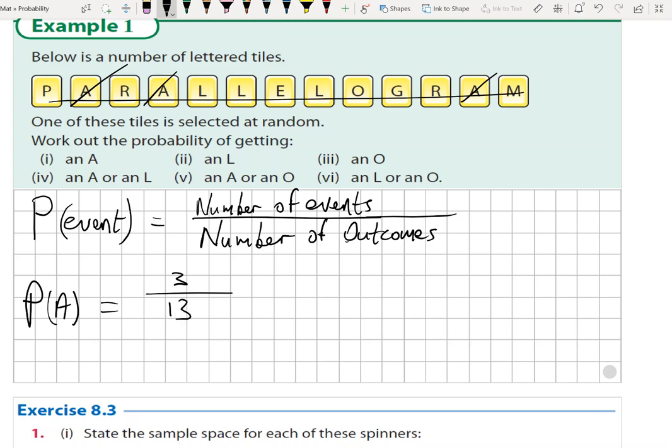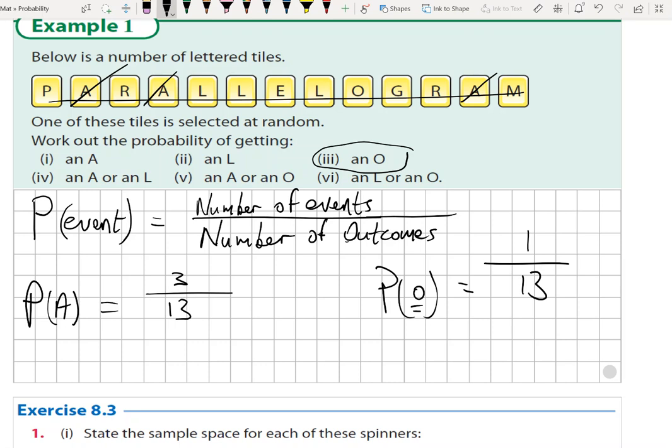Okay, let's look at another one. We won't do them all. The probability of an O (the description of the event goes in the bracket) is equal to... now please don't leave these out, that's why I've asked you to look at the video in advance. The probability of O: there is 1 O and there are 13.